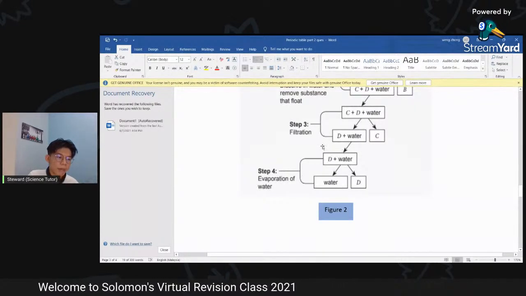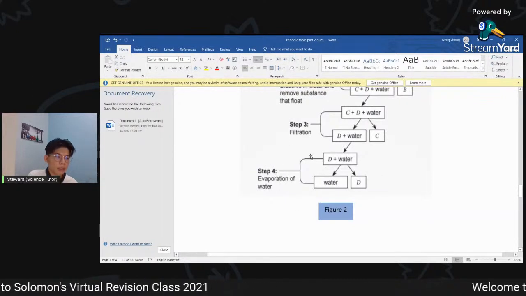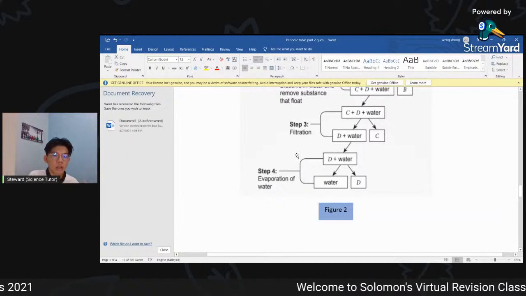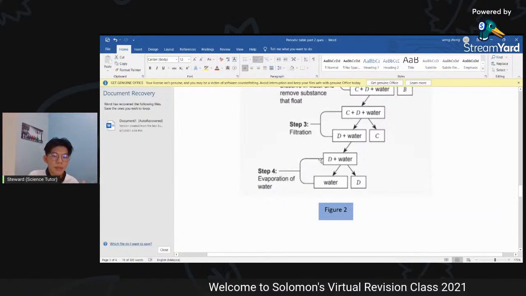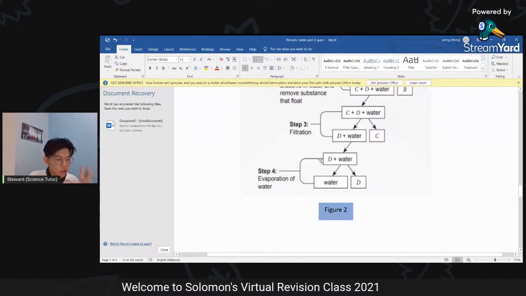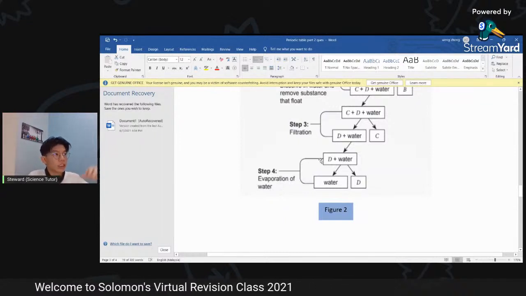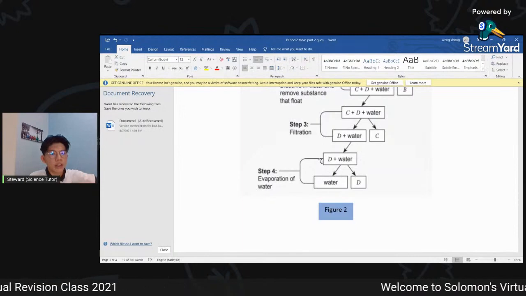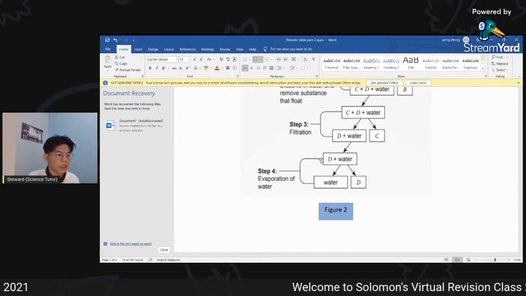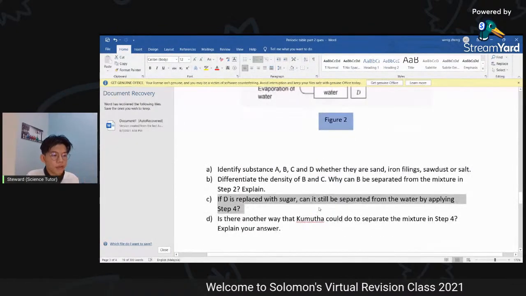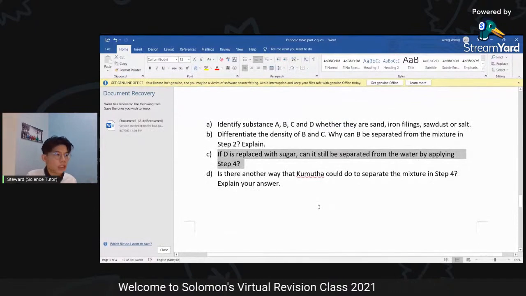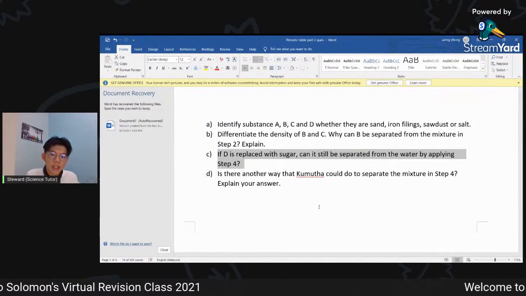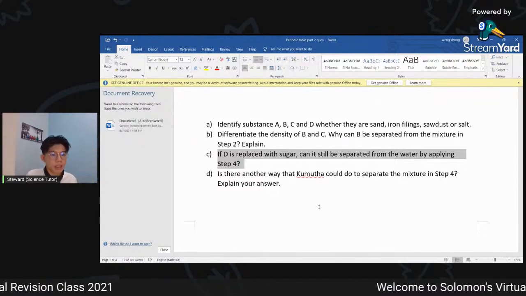Sebenarnya application ni kita guna dengan macam mana kita nak extract garam daripada laut. Okay, garam sebenarnya dia extract daripada laut. Maksudnya kita ambil air laut, lepas tu kita jemur dia. Kita jemur dia maksudnya kita tak nak air. Air semua akan jadi vapor, lepas tu tinggal garam saja. So, can it be replaced with sugar? Okay, maksudnya kalau kita nak guna air gula, boleh ke tak? Boleh dapat gula ke tak? Sebenarnya, boleh. Konsep dia sama.